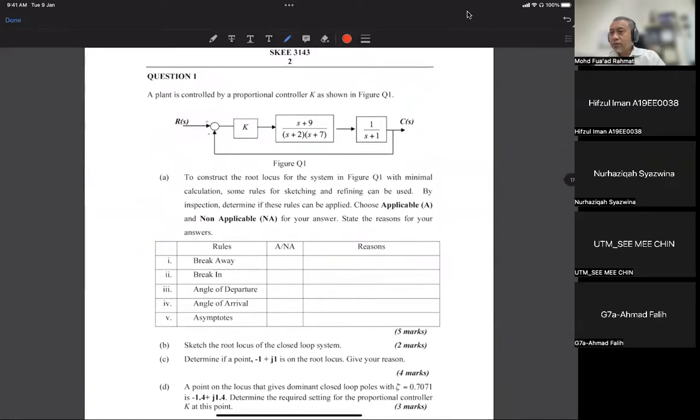So you are given this figure Q1 block diagram. This one is a P controller. This one is the plant model. And this one is the actuator. To construct the root locus for the system, minimum conditions, some rules can be defined without inspection. Choose applicable.